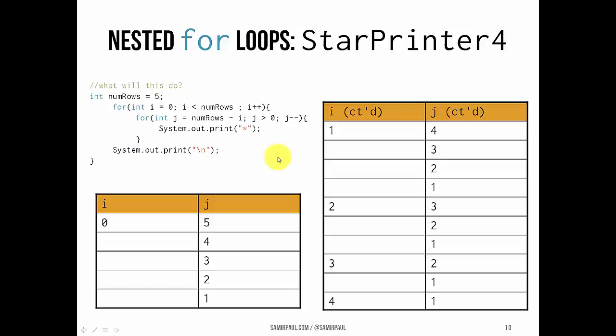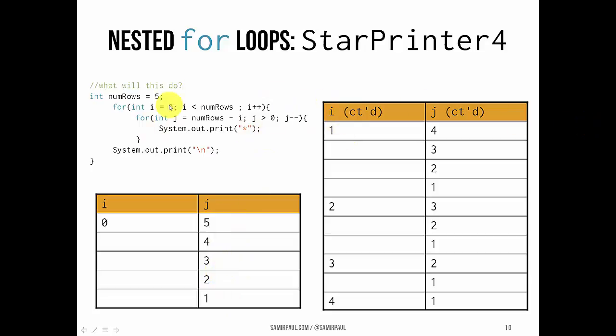Okay, hopefully by now you have taken a second to try to figure out what this is going to output, and maybe you've even run the code. Real quick, we'll just step through it. When i starts at 0, j starts at 5. We'll print 1 star. We'll do it again when j gets decremented to 4, we'll print another star. Do it again when j gets decremented to 3. And we'll do it again when j gets decremented to 2 and to 1. So in this first row, we've printed 5 stars.